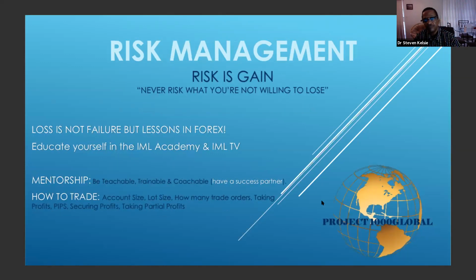Number 2, risk management. This is where a lot of people mess up when it comes to trading. You got to look at risk as gain. A lot of people look at investment or planting seed, and they look at it as loss. They're not looking about the end in mind. Never risk what you're not willing to lose. I don't even look at it as lose.